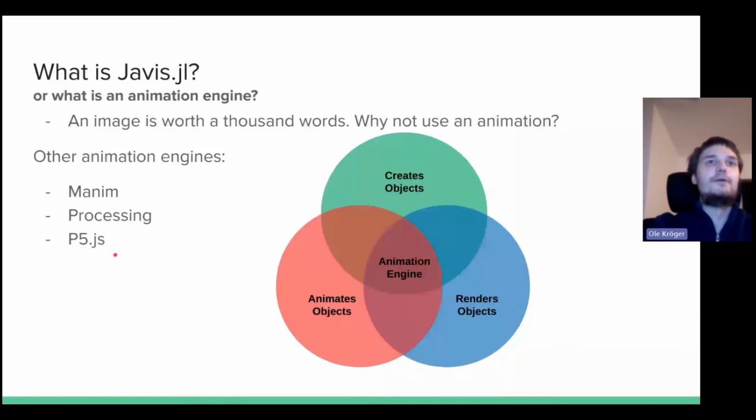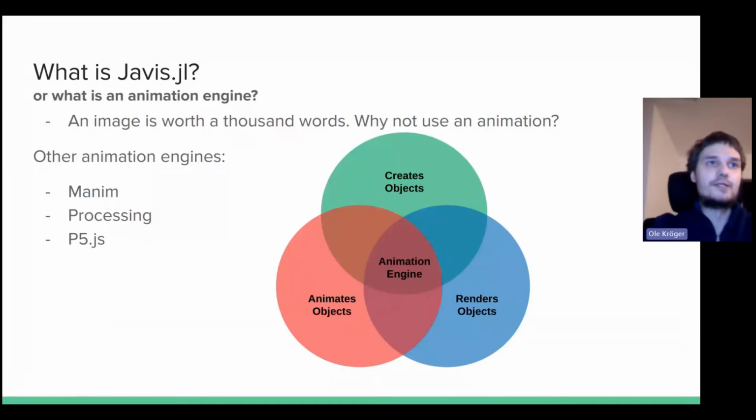So what is Javis? Or as I said, what is an animation engine? As one says, an image is worth 1,000 words. Why not use an animation? You can tell even more with that. An animation engine basically has the ability to create objects on the screen, so render them to a GIF, MP4, live stream them, whatever you wish, and of course to animate them. Those 3 things combine to the animation engine.